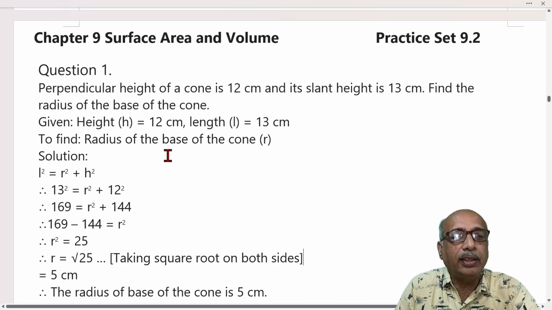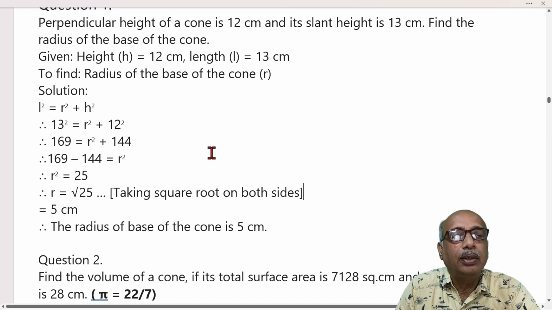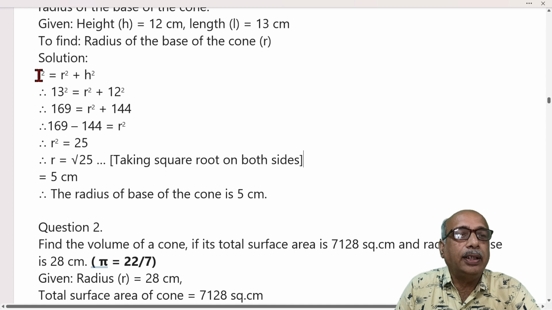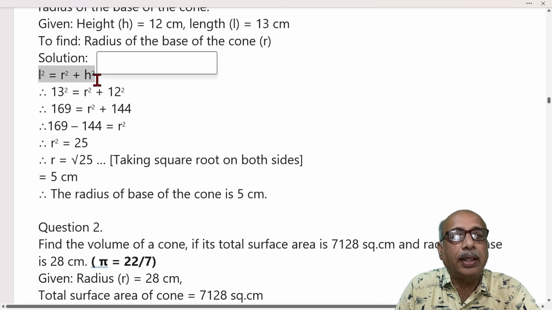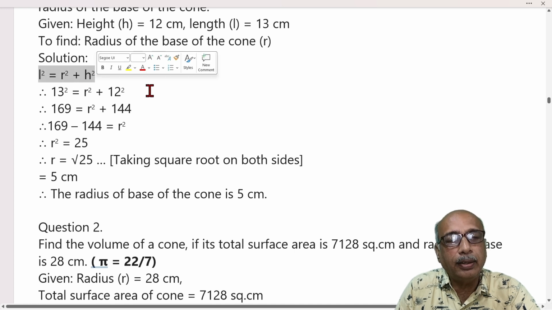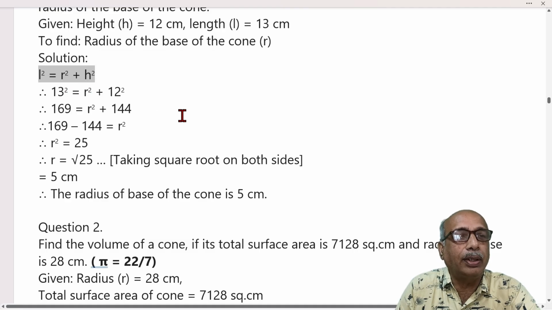To find the radius of the base of the cone, r, you know that there is a relation between slant height and radius of the cone. That is l square equals r square plus h square. Substituting the values here and simplifying, we calculate r square equals 25. Therefore, r equals 5. The radius of the base of the cone is 5 cm.